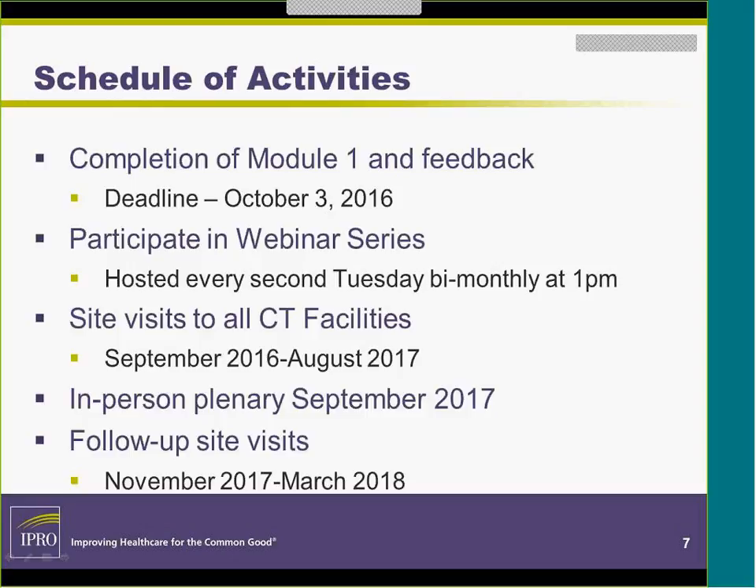So again, the activities will include the 8 webinars in the project series. They'll be held at 1 p.m. every second Tuesday bi-monthly. I do have that full schedule for you a few slides down. All Connecticut facilities will have that initial site visit. They started in September of 2016, and the initial visits will run through August of 2017.